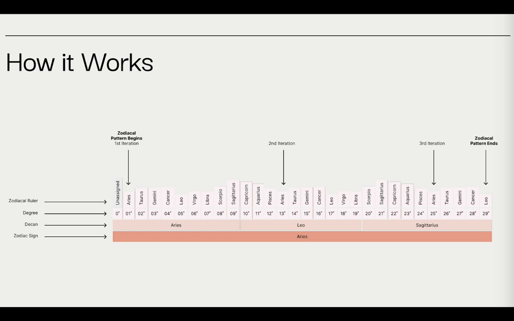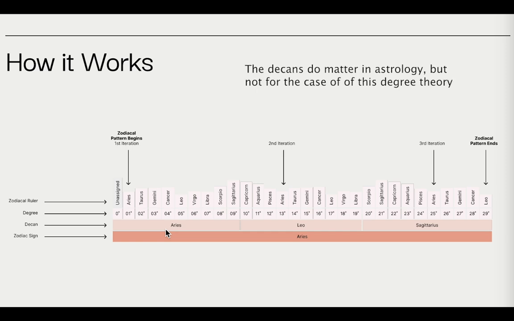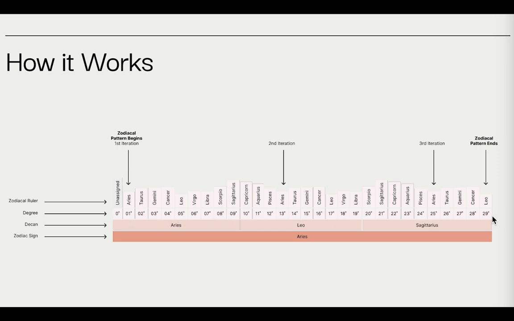In Nikola's degree theory, each degree within a zodiac sign, with the exception of the 0 degree, has a zodiacal ruler. So in this graph here, I have just an example of the zodiac sign Aries. Here I have the decans, but the decans don't really matter, but I just have them represented here. And then we have the degrees of the zodiac sign.